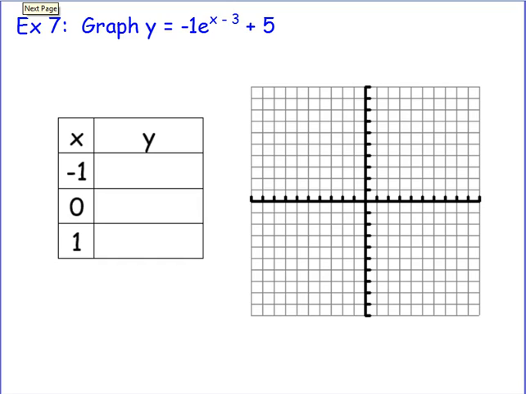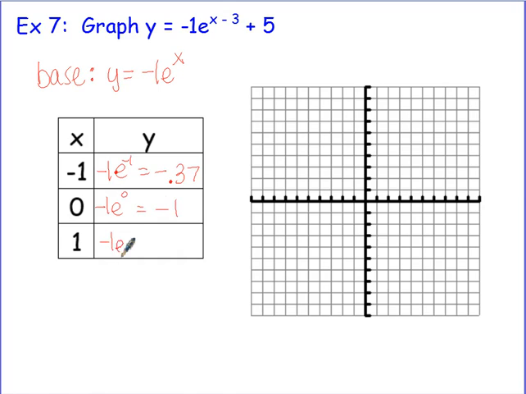All right, so let's see how you did on your very last problem. So your base equation is y equals -1 e to the power of x. So you should have typed in -1 e to the power of -1. So your first number your calculator should have given you was -0.37. -1 e to the power of 0, calculator should have told you was -1. And -1 e to the power of 1, calculator should have told you was -2.72.